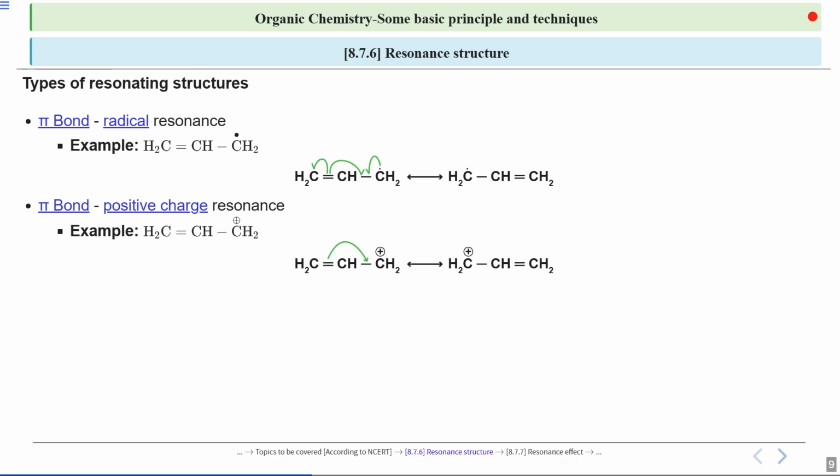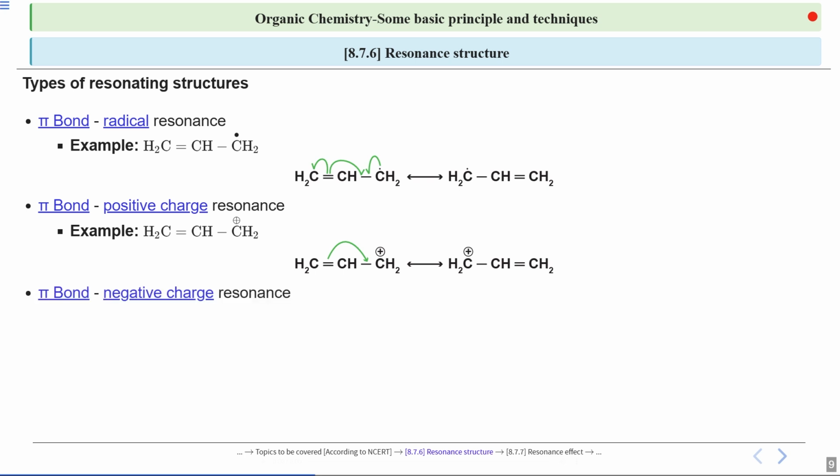Now can you see a pattern here? In the movement of the electron, can you see a pattern? Yes, of course there is a pattern. The electrons are always moving from an electron rich site to an electron deficient site. You can look for it in the lone pair bond pair, you can look for it in the bond pair positive charge resonance, and you can look for it in the pi bond and the radical.